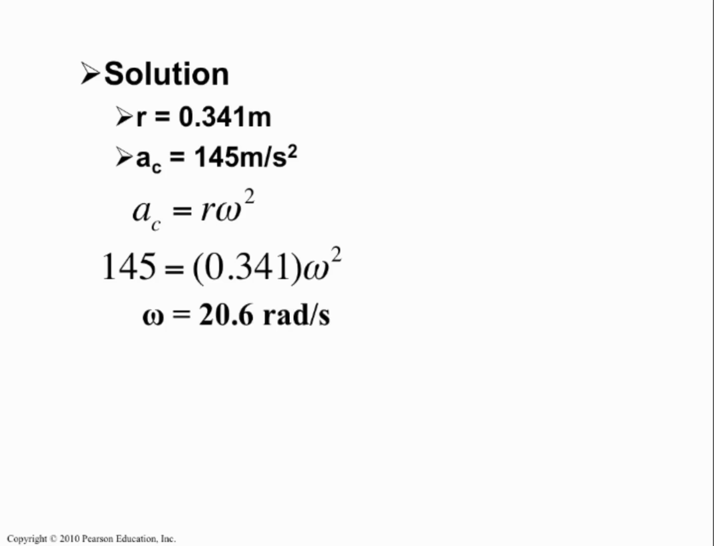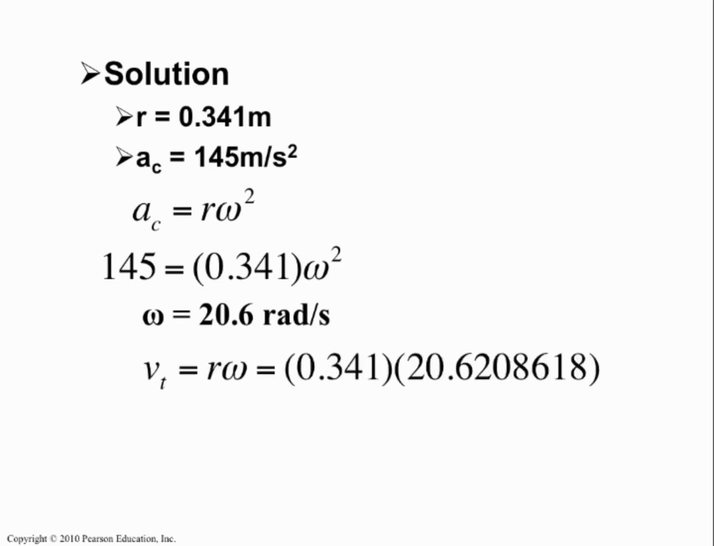Now answering the second part of the question, what is the tangential velocity of the green ball? We simply use the fact that v sub t equals r omega. We plug our answers in, we have 0.341, and then we use the unrounded omega, 20.6208618, and we end up with a v sub t of 7.03 meters per second.